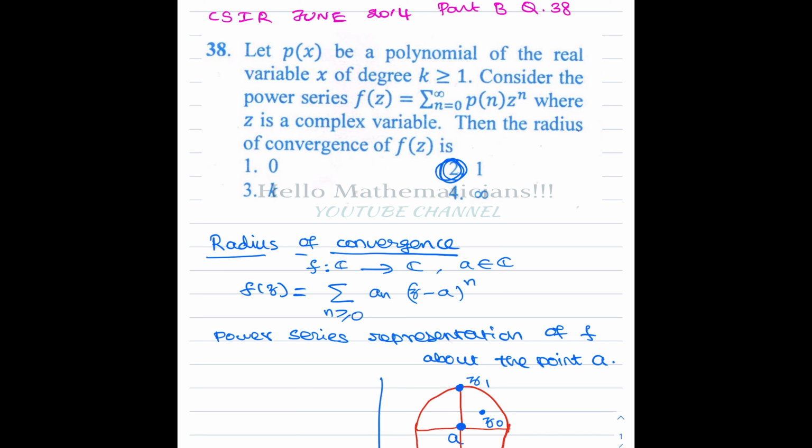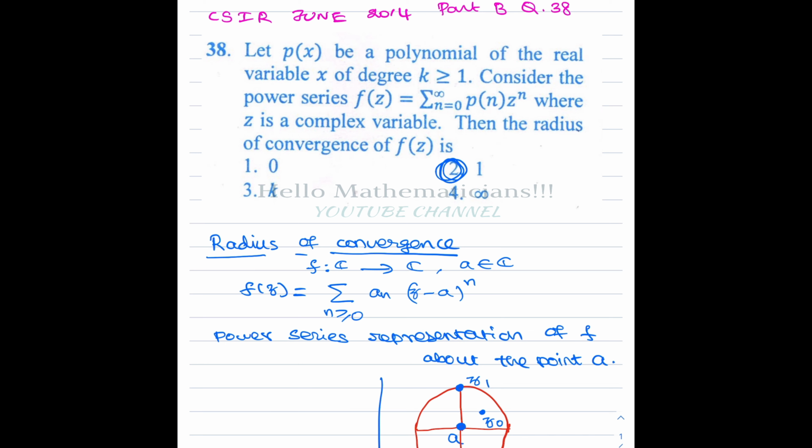Let p of x be a polynomial of real variable x of degree k greater than or equal to 1. In this problem it is given that it is a real variable. Once you have done this problem, think about what happens if it is a complex variable. It's one small point to think about. So p of x is a polynomial of degree k, and k is at least 1.